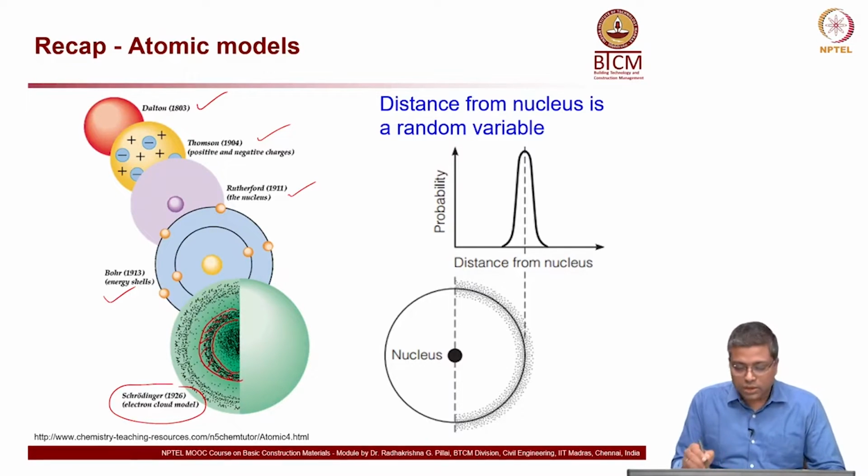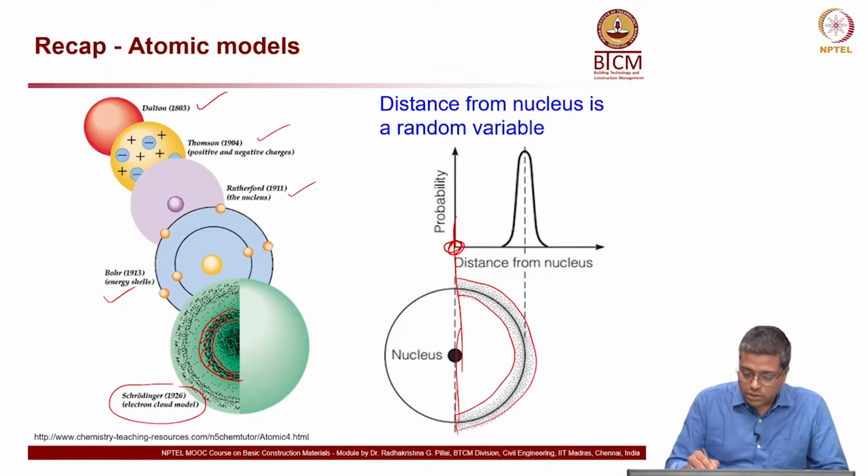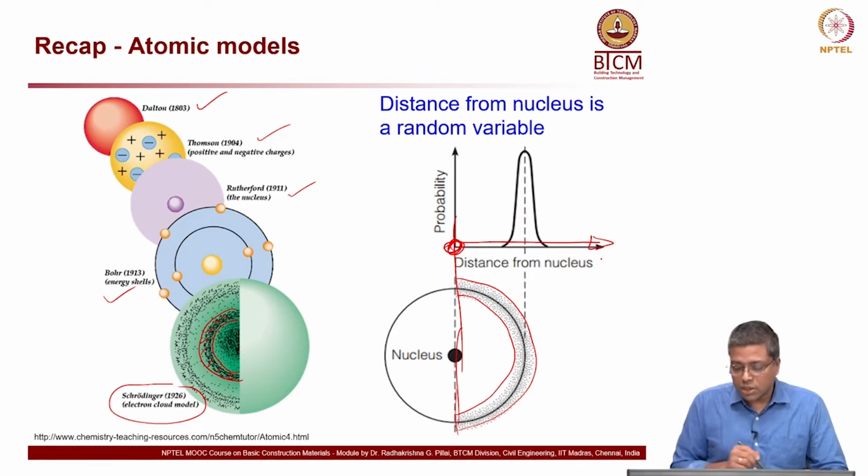Okay. Now, look at the picture on the right side, the same cloud redrawn and shown here. This is that cloud we are talking about. Now, if you draw the vertical line here, that is the position of the nucleus. So, the nucleus is here. Now, as you move away from the nucleus, what is the possibility of finding an electron? That is what is drawn in this probability density function.